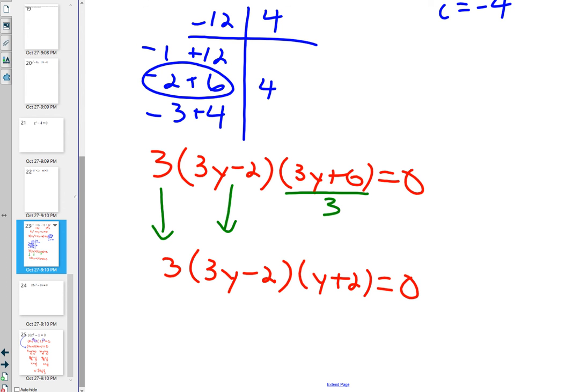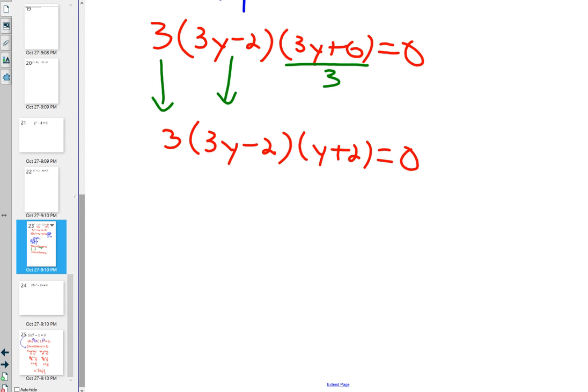Now, when I make each factor equal to 0, this 3 on the outside is a factor, but it doesn't have a variable, so you can ignore it. So it's just 3y minus 2 equals 0, y plus 2 equals 0. Solve each one.